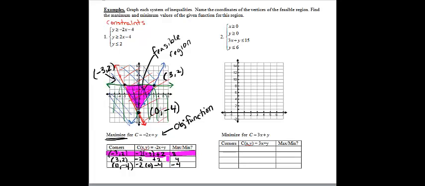That means that my optimal solution is negative 3, 2. So my optimal solution would be negative 3, 2. It would give me a maximum value of 8.